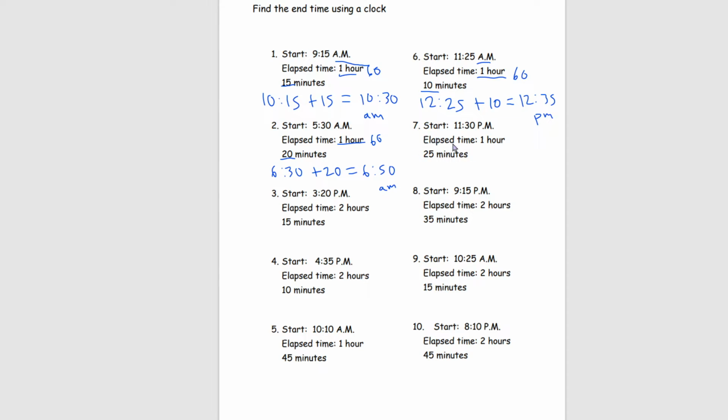And for number 7, we have another 1 hour and 25 minutes, so we're going to add our 60 to it. Let's turn this into 12:30. And we can add our 25 minutes, which gets us 12:55 p.m.